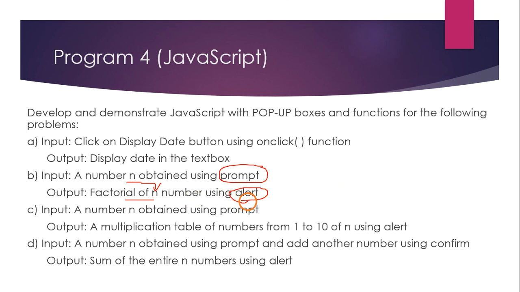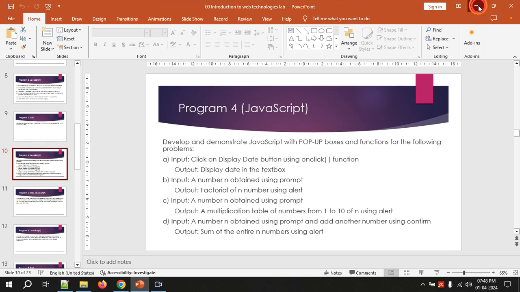So in program 2, you are already familiar with alert. Alert is used to display some messages. Generally we use it for displaying some output messages. Now let us see how to do this program.